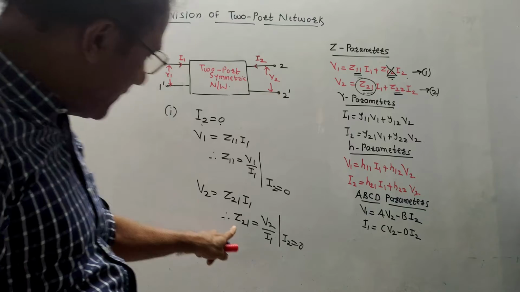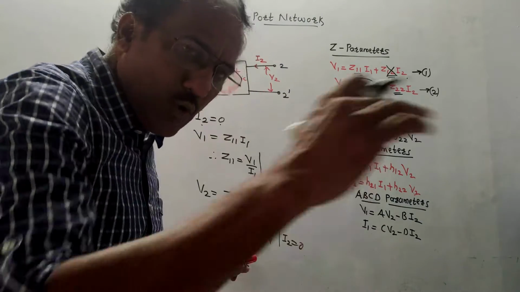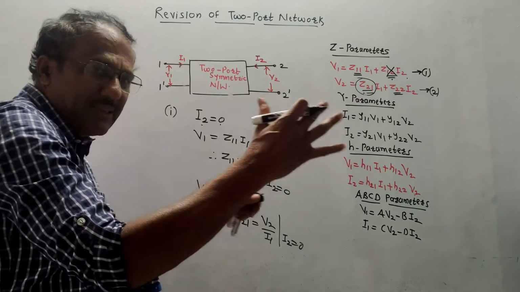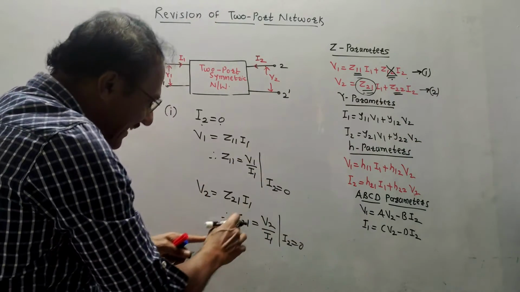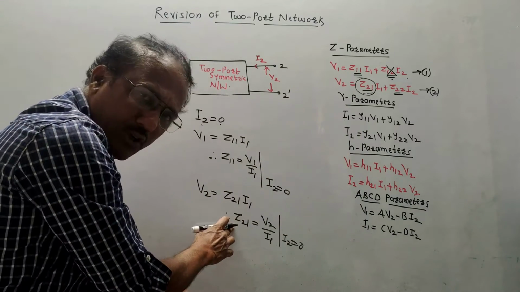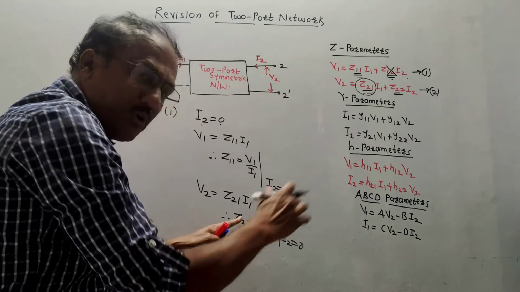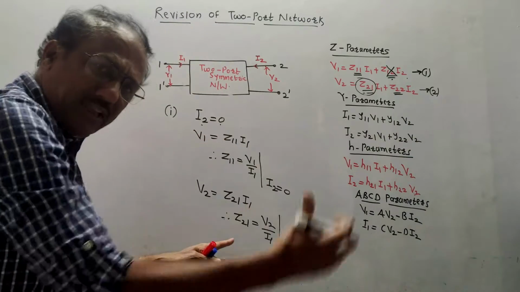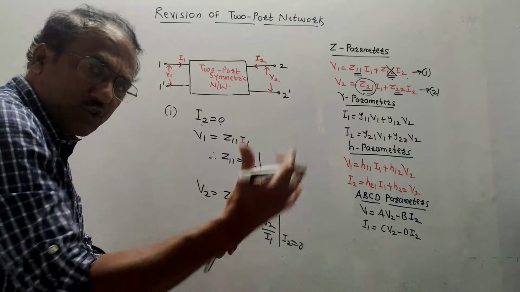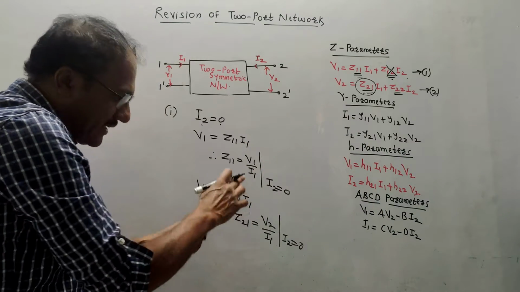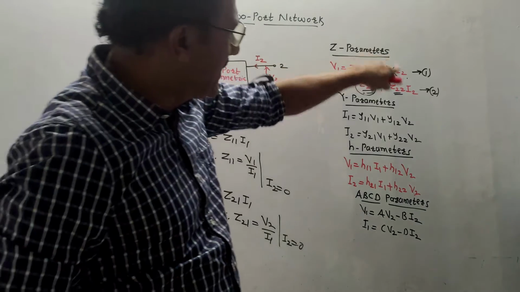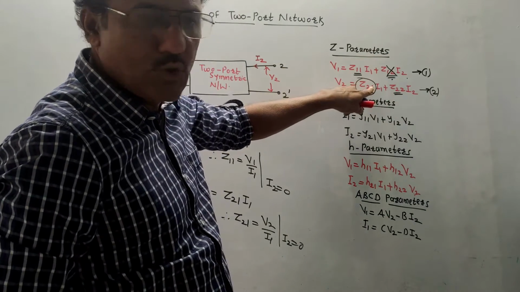How to give the name? Z is impedance, 1. 2 is output, 1 is input. So it is output to input. That means it is reverse case. So it is read like this: it is reverse transfer impedance. Why impedance? Because Z notation is there. Why reverse? Because it is from 2 to 1. Why transfer? Because it is not 1 1 or 2 2. The numbers are different, so it is transfer. So the name is reverse transfer impedance. Likewise, you can do the calculation of Z12 Z22 by making I1 is equals to 0.